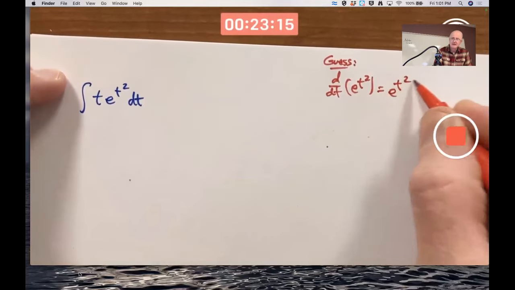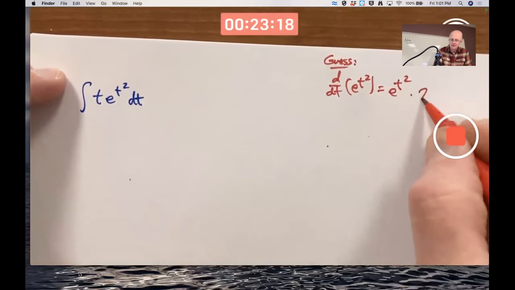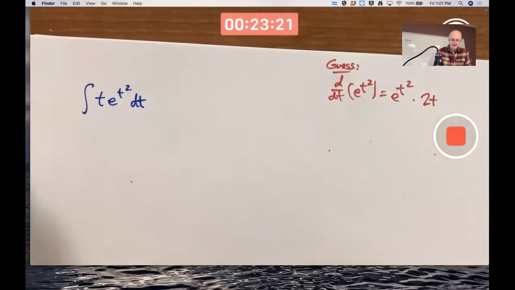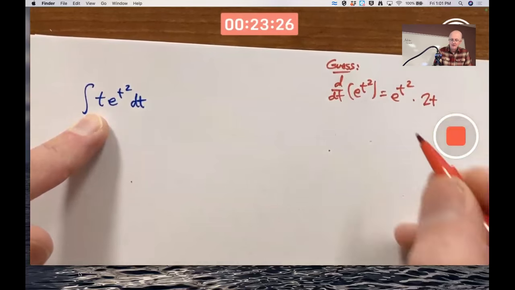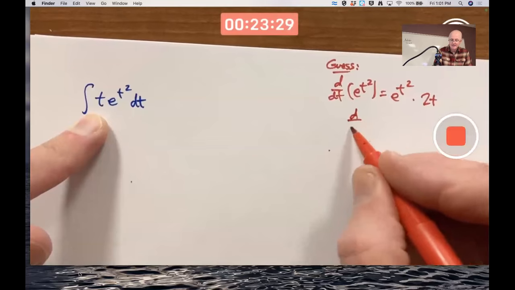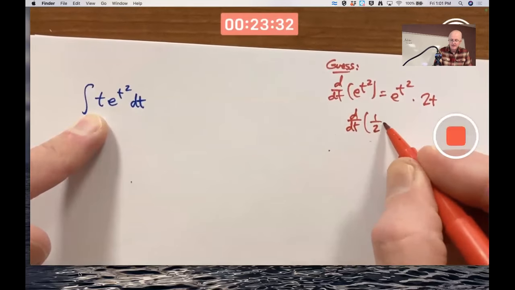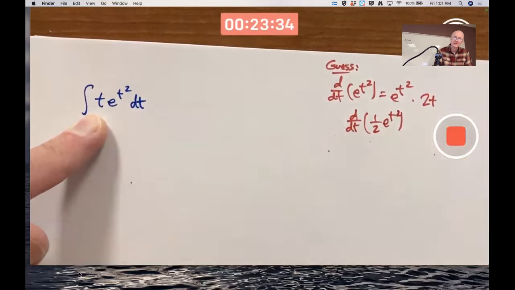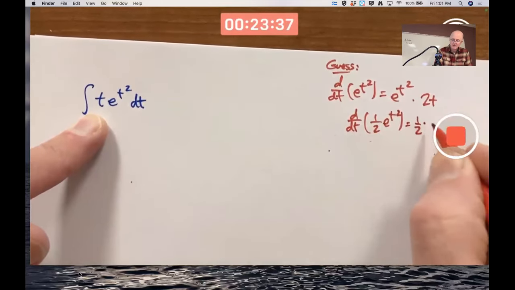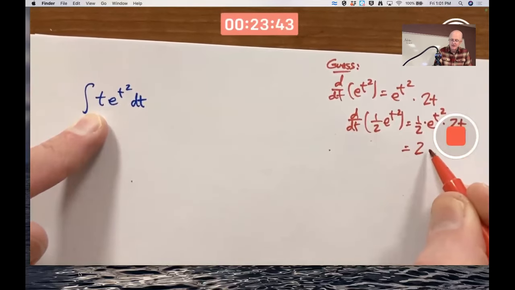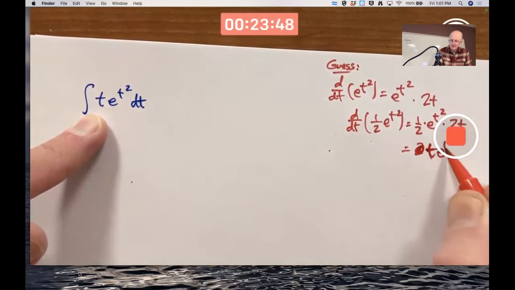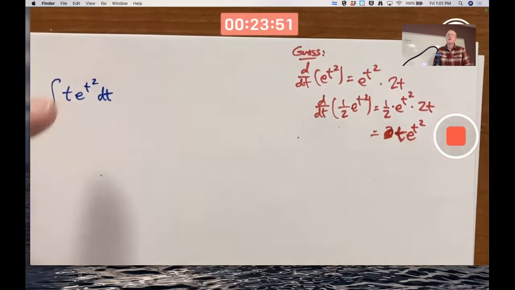From the chain rule, you get e to the t squared times the derivative of t squared, which is 2t. Almost this function, except for the 2 in front. Well, you can easily modify your guess to get the right answer. 1/2 e to the t squared must be the right answer, plus c. Now, when you multiply by 2t, the 2's cancel, and you can write this as t e to the t squared.